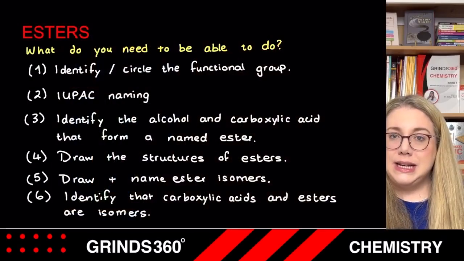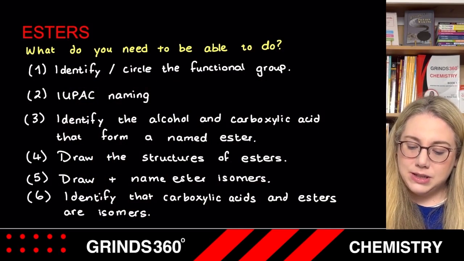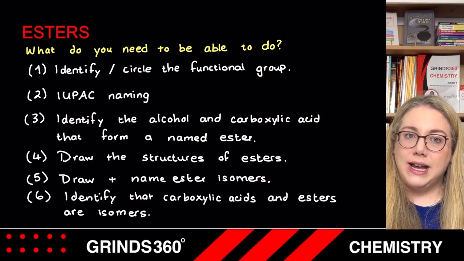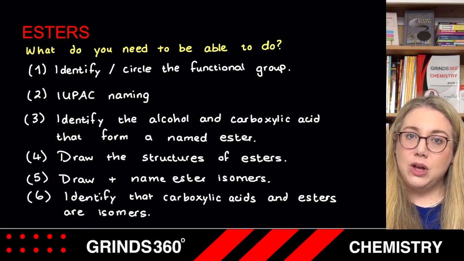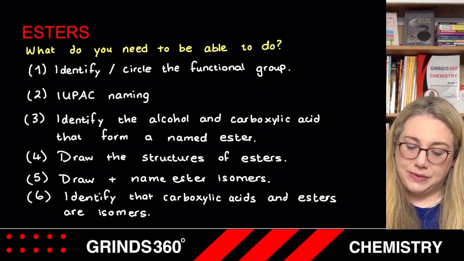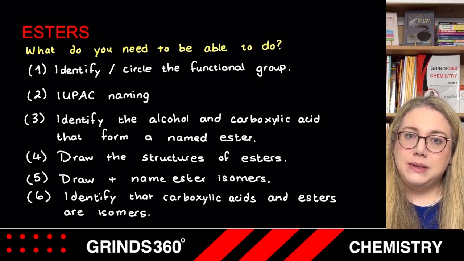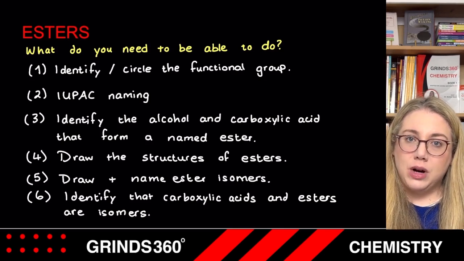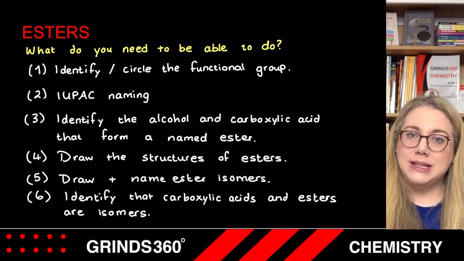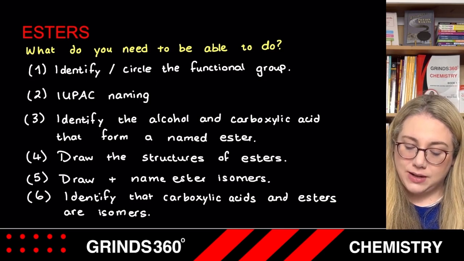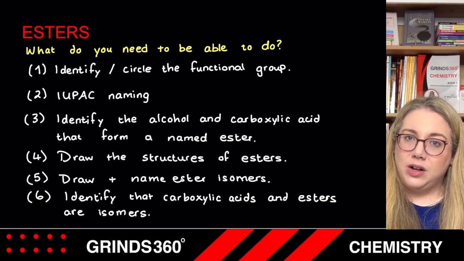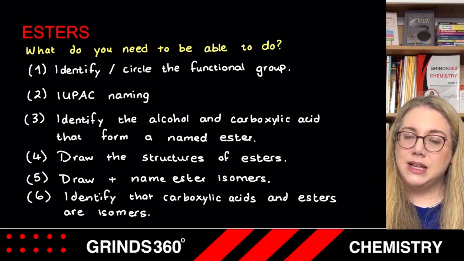Right, so let's have a look at the list of items that you need to be able to do for esters. Number 1, you need to be able to identify and circle the functional group, same as the other functional groups that we have seen. Number 2, you need to be able to give the IUPAC name of the ester. Now it's a little bit more complicated than the previous ones because it has 2 parts to the name of the ester.